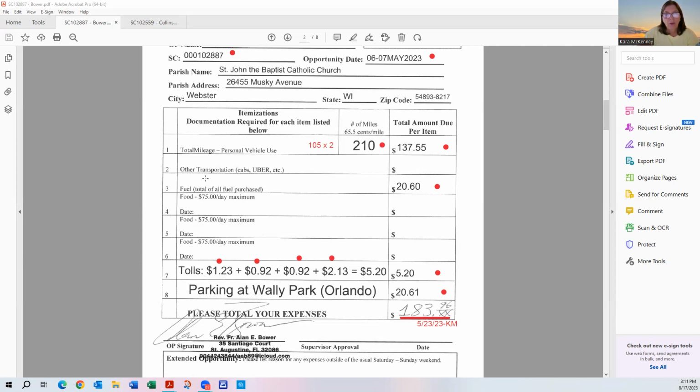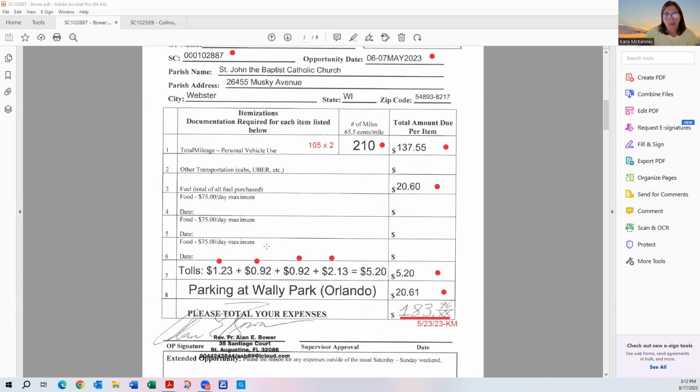When you're asking for fuel reimbursement, that's strictly from fuel that you've purchased from the car rental. So when you rent the car, or Cross Catholic rents a car for you, and you put fuel in the car, you put that on line 3, okay? In order to get reimbursed for the fuel, you also need to submit the car rental receipt with your expense report.